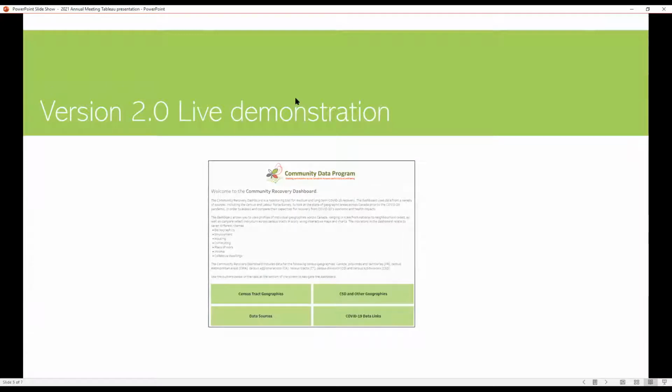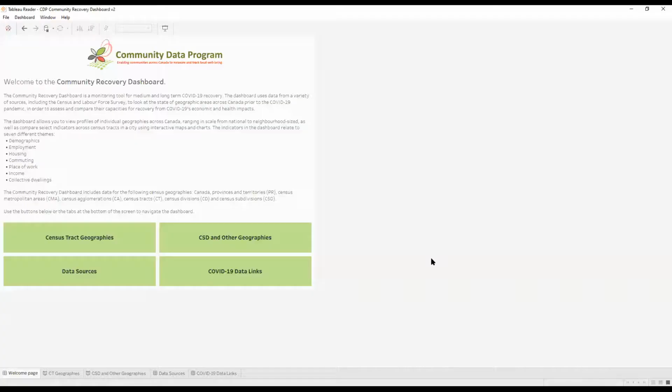So now I'm going to switch to a screen share of Tableau so I can give you a live demo of the dashboard. Okay, so this is the community recovery dashboard.